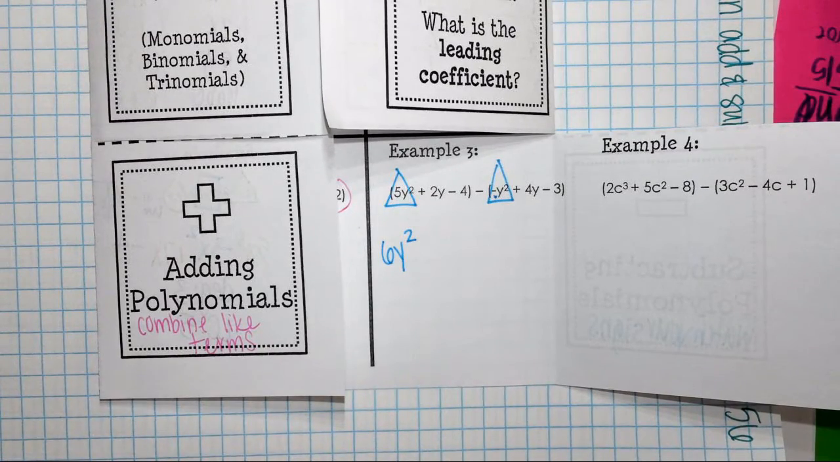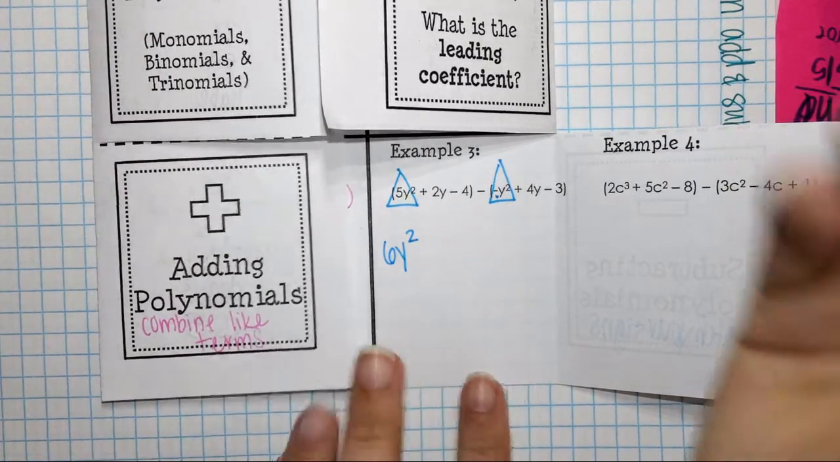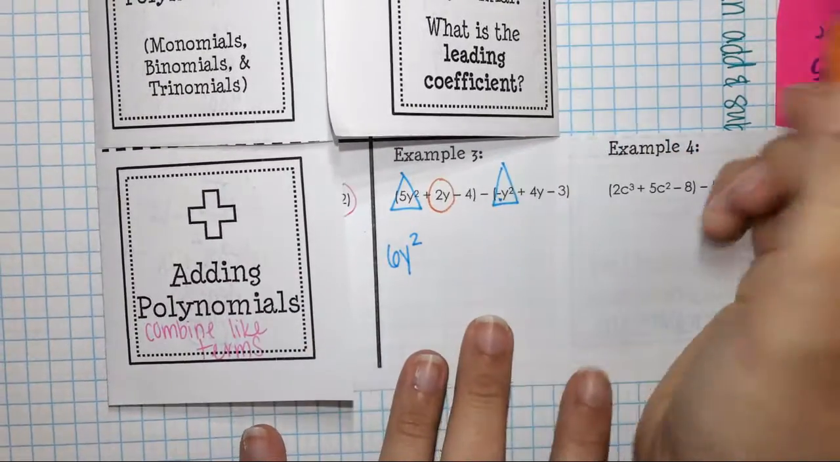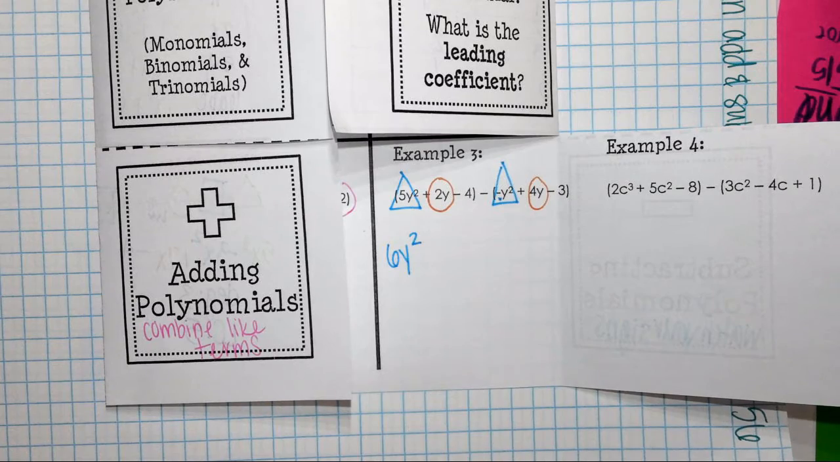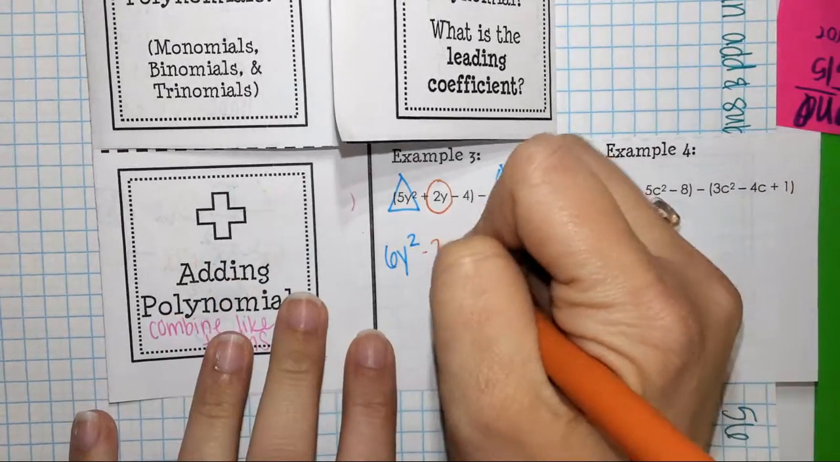Alright, so now we do 2y minus 4y. What's 2y minus 4y? Negative 2y.